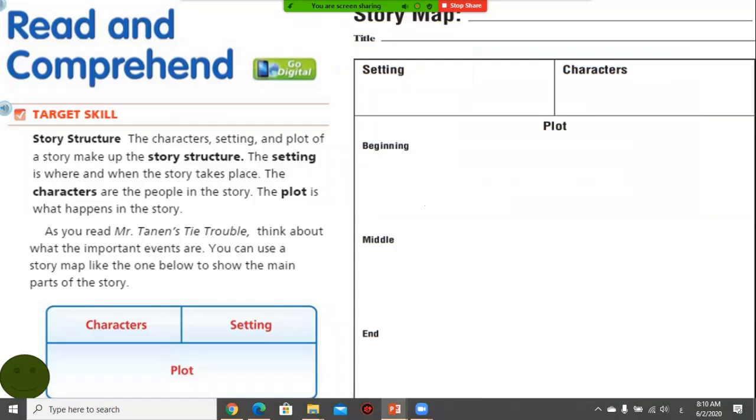Here, I want you today to try to make a map for our story. Start with your setting, characters, right at the beginning of the story, the middle, the end. Do it on any piece of paper. It's okay with me, but I want you to try to do it by yourself.